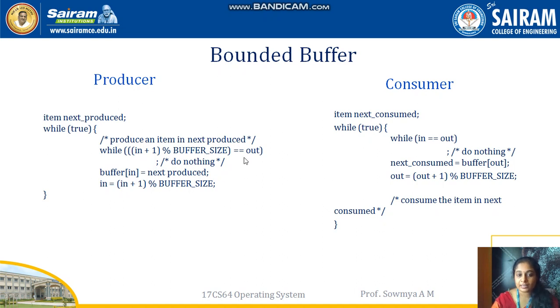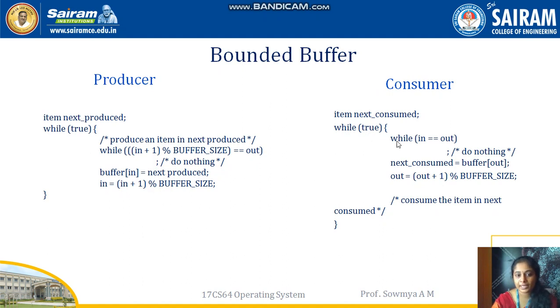If this condition is false, then buffer[in] is equal to next_produced. So the next produced data will be added at the in pointer. Then in = (in + 1) % BUFFER_SIZE, so the in pointer is updated. Next, coming to the consumer, it uses the same method.